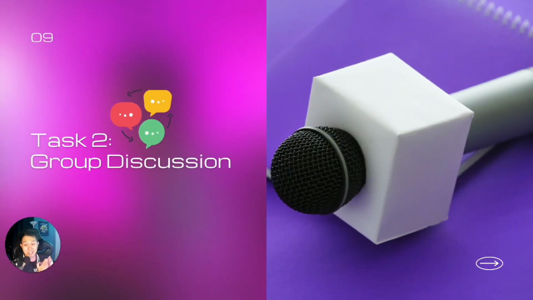Alright. Task 2. This is interesting because it is something like debate, which I believe a lot of students like to debate right now. Love to debate. So please use these skills in group discussion, but use it ethically. Alright.